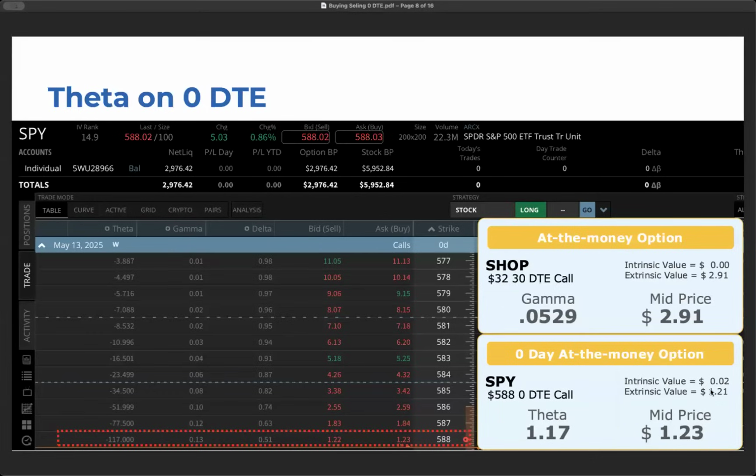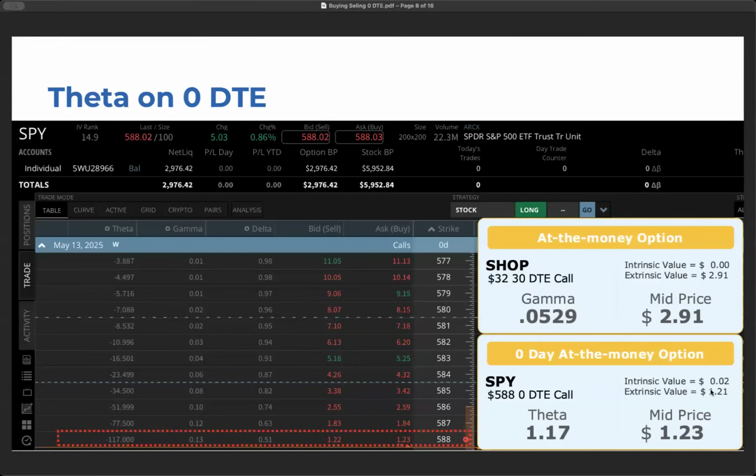And as an option seller, you're going to gain about $1.17 to $1.23 before the end of the day, if all things else are held equal. And what that means is that you have to believe that the stock is not going to move by more than $1.23 before the end of the day in order for you to turn a profit on that particular trade.